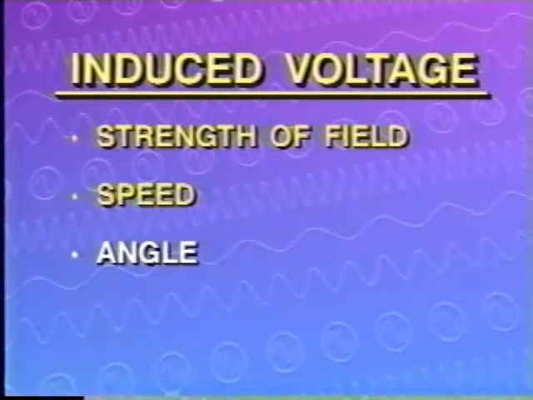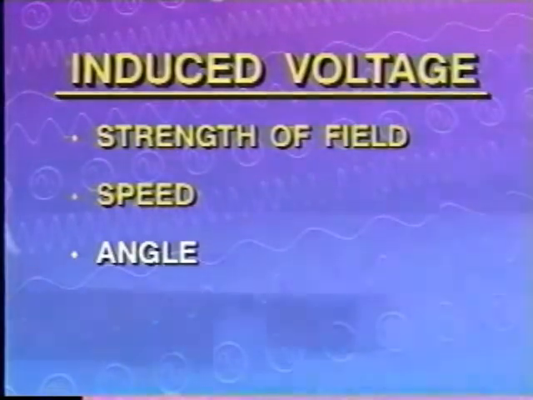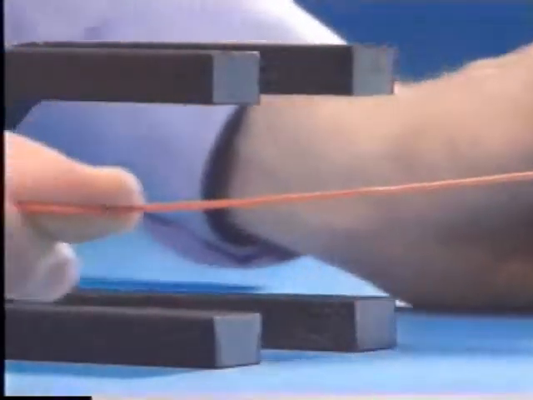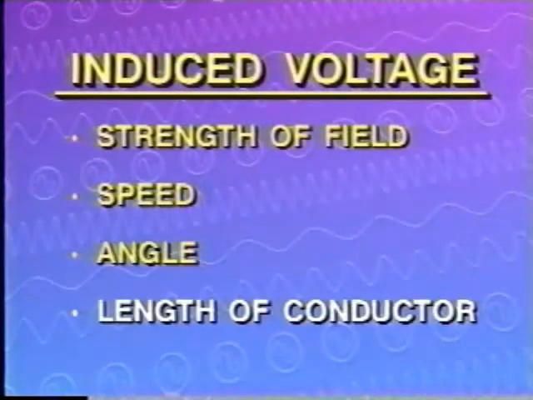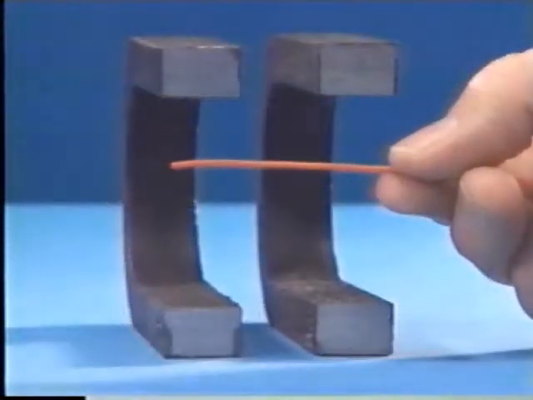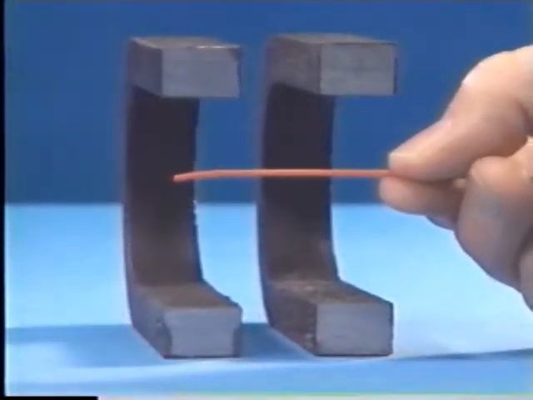Another factor is the angle at which the magnetic field is cut. The more perpendicular the angle, the greater the induced voltage will be. And a final factor is the length of the conductor within the magnetic field. The longer the length of the conductor moving through the magnetic field, the greater the induced voltage will be.